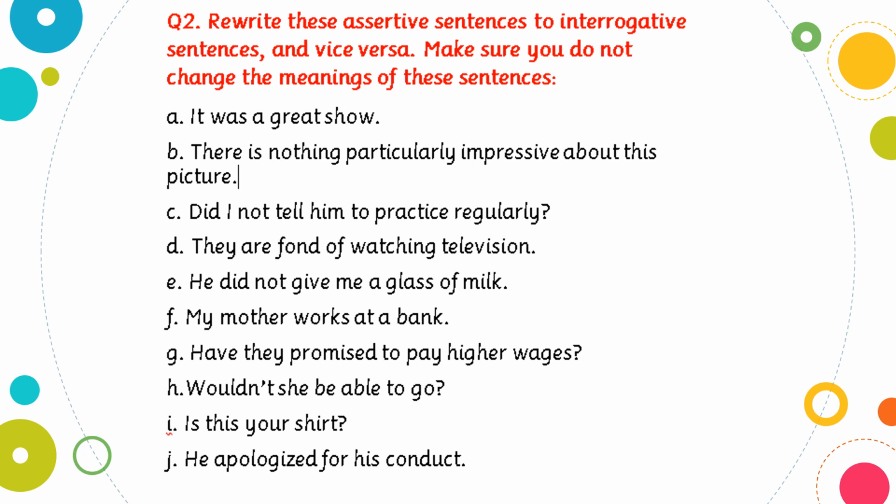Now it's again time to practice what we have learned. So continue from the same page from where you finished question 1 children and write question 2 in your notebook. Question 2 is, rewrite these assertive sentences to interrogative sentences and vice versa. Make sure you do not change the meanings of these sentences. So if the sentence given is an assertive sentence, then you need to change it into interrogative. And if the sentence is an interrogative sentence, you need to change it into assertive.